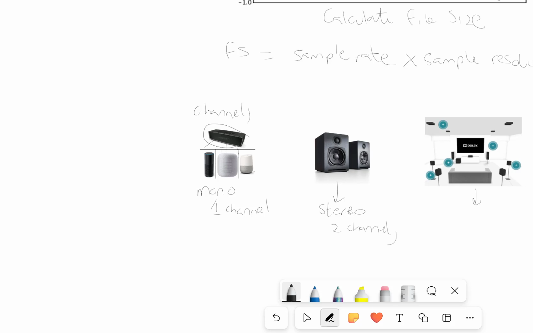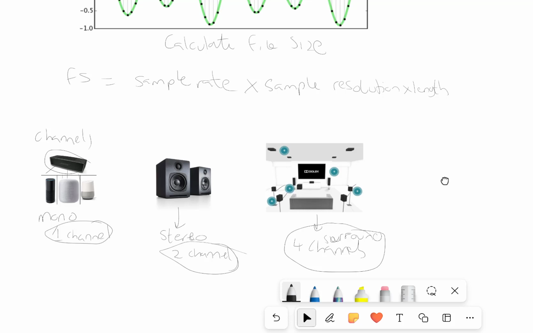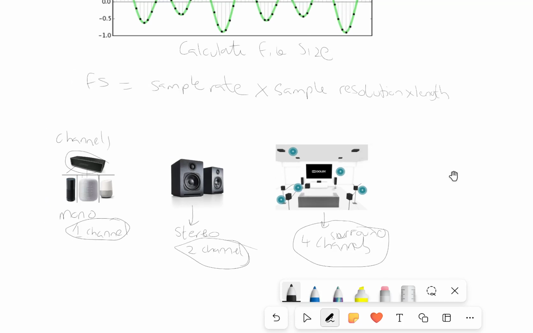You then have surround sound. In this situation, you've got one speaker, two speaker, three, four. So that is 4 channels for the surround sound. Now for GCSE Computer Science, you need to be potentially aware of the channels. For digital technology, you don't at A-level. But it's still worth knowing. So all you have to do is then multiply it by the channels as well.